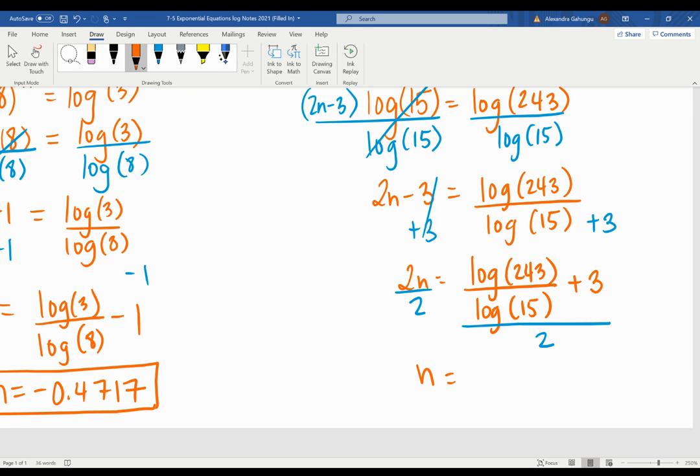So you just take the log of 243, divide that by the log of 15. You'll get about 2.03, and then you'll add 3 to that. And then you'll divide that whole thing by 2. So we'll get about 2.5142. So that's our final answer.